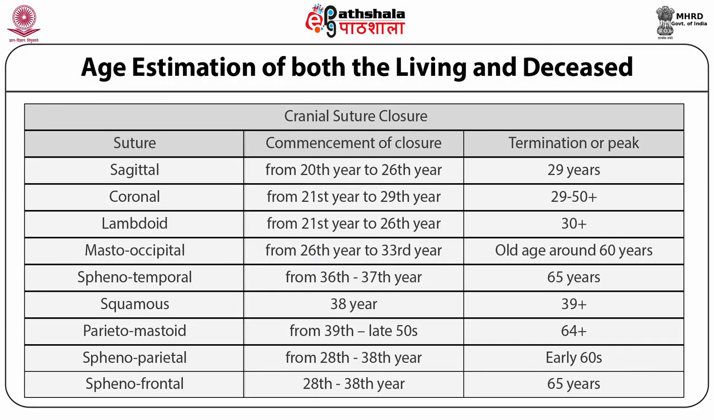Now we see the cranial suture closure. There are different sutures, that is sagittal, coronal, lambdoid, masto-occipital, sphenotemporal, squamous, parietomastoid, sphenoparietal, sphenofrontal. All these sutures on the skull close at different times, which has been shown in the table. Now take first the sagittal suture. The commencement of the closure of this suture starts from the 20th year to the 26th year, and the termination or the peak reaches at the age of 29 years.